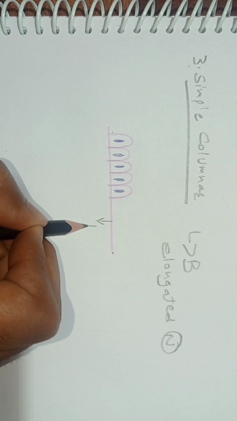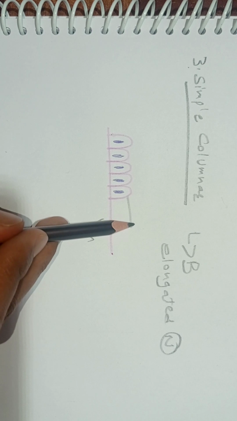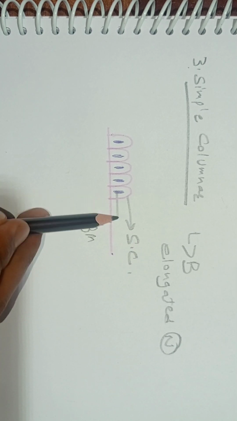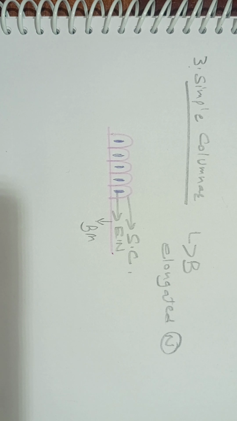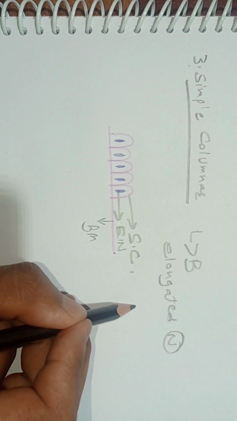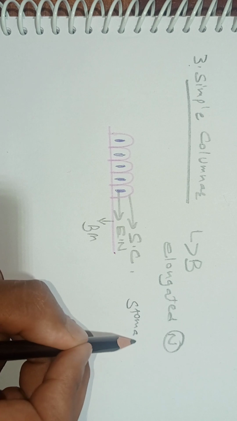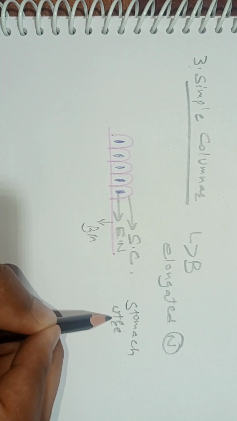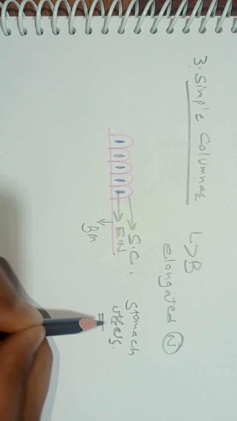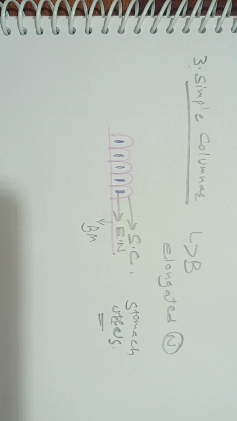What do we find here? We find a basement membrane. These are the cells of the simple columnar epithelium, and this is the elongated nucleus. So this is simple columnar epithelium. Examples are the stomach and uterus. These are the two locations where simple columnar epithelium is seen.